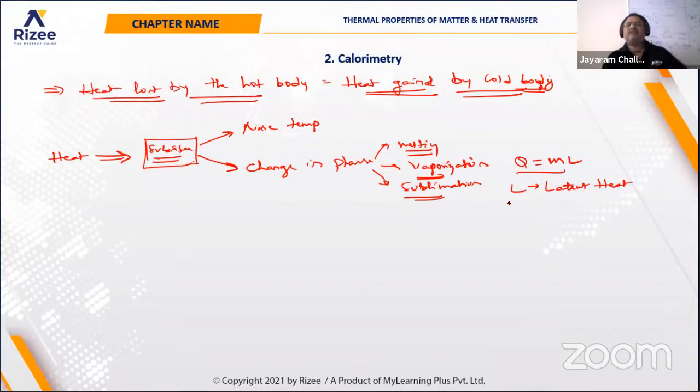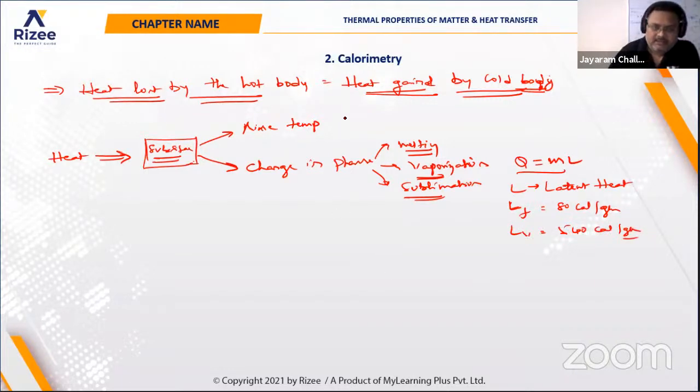So your latent heat of fusion is going to be 80 calorie per gram, and latent heat of vaporization is 540 calorie per gram. So these are the things, please. And for raising the temperature, the heat supplied Q is equal to ms into delta T. So this is the heat supplied in this case, where s is called the specific heat.